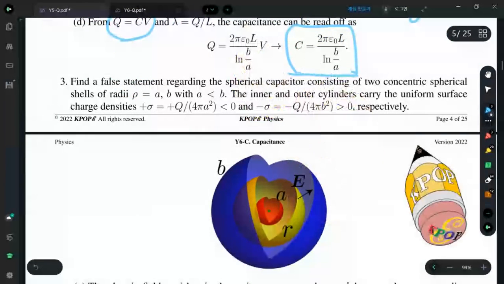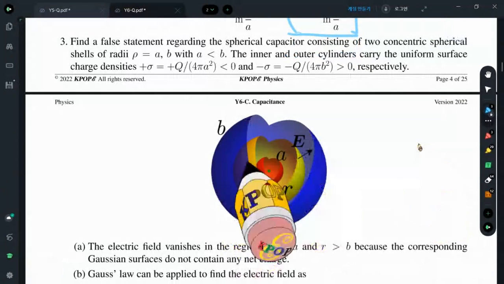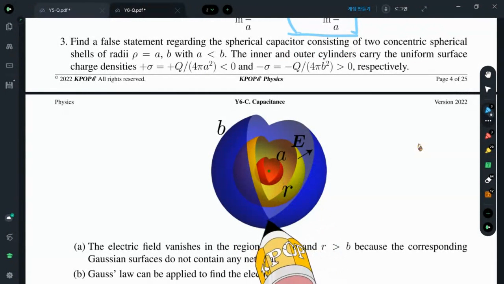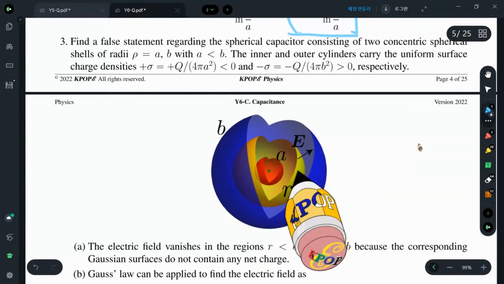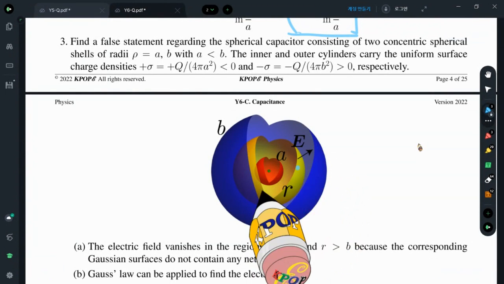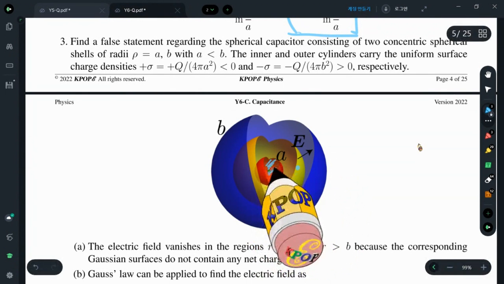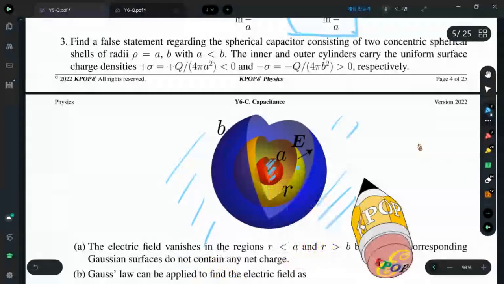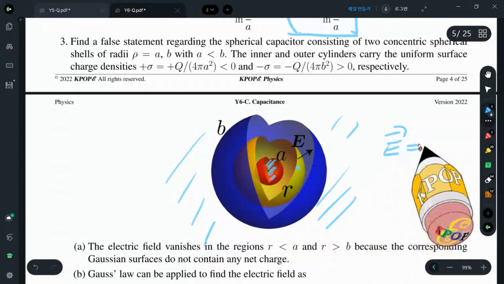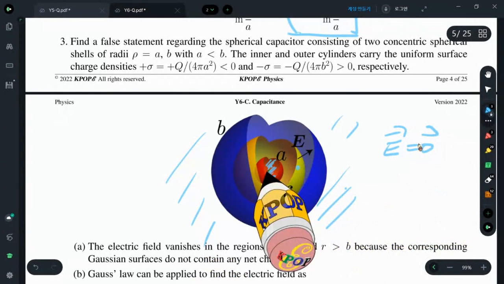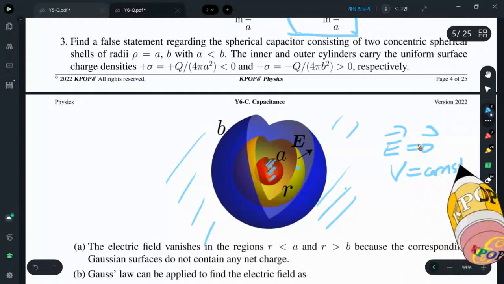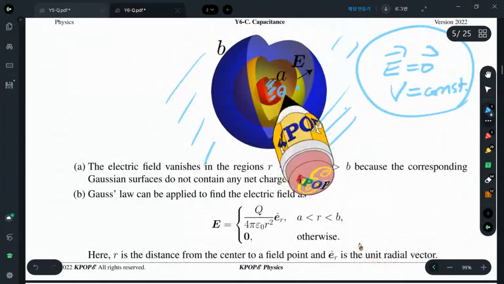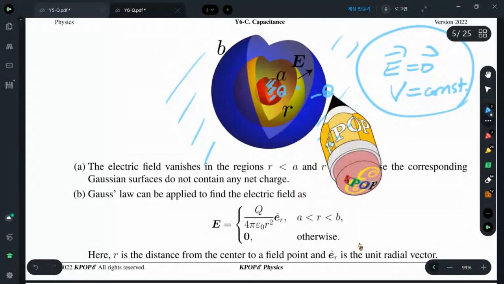We have a carbon copy of the same problem. Instead, we have two spheres of inner radius A and outer radius B, and the yellow surface is a field point. Sure, Gauss' law states that inside the inner sphere and outside the outer sphere, neither has an electric field. So in both regions, V equals a constant. And in here we have charge Q, in here we have minus charge Q.